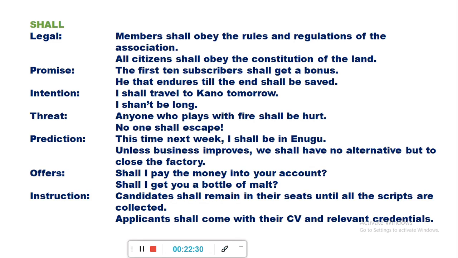Instruction. You can use shall to give instructions. Candidates shall remain in their seats until all the scripts are collected. Applicants shall come with their CV and relevant credentials. So you can use shall to give instruction.